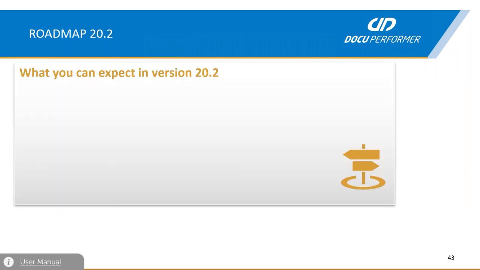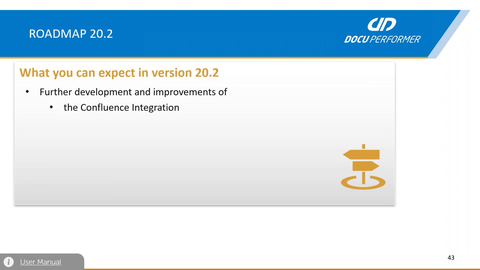Now let's have a look into the future. What can you expect in version 22, our next release? So currently we are working on several improvements. We are definitely going to work on the Confluence integration. As you know, this is for now a beta version. However, we will improve it to integrate the scenario export and also to make Confluence available for our automation tool.